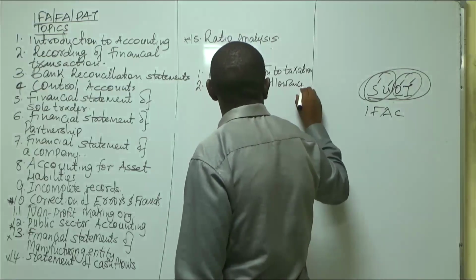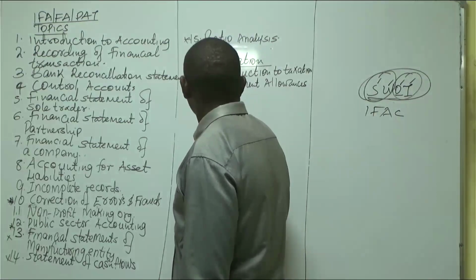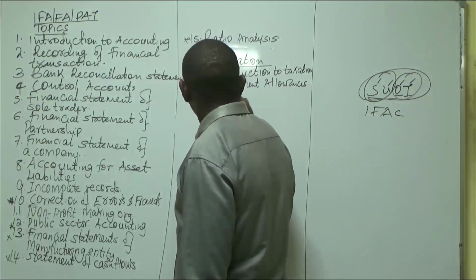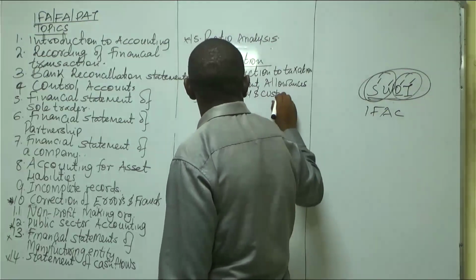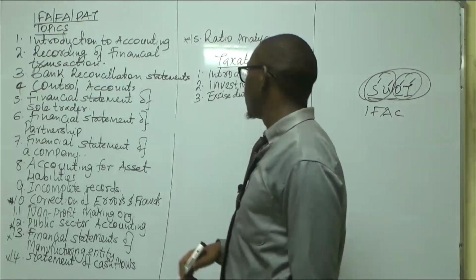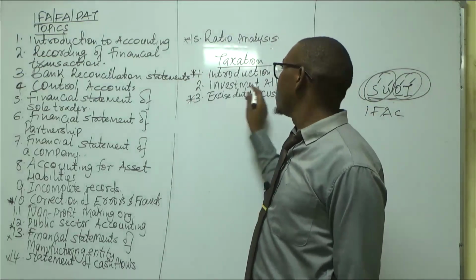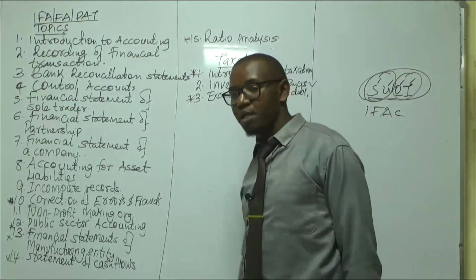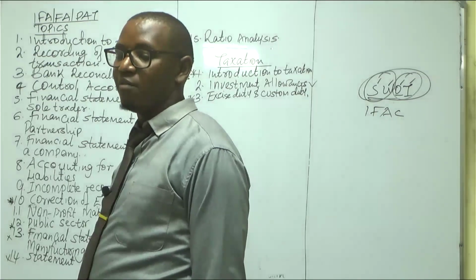And then we'll also be able to talk about topic number 3, the excise duty and customs duty. Those are the other topics that we'll be able to talk about. These 2 are theories. The only computation will be on investment allowances. And that is how we'll be able to cover.